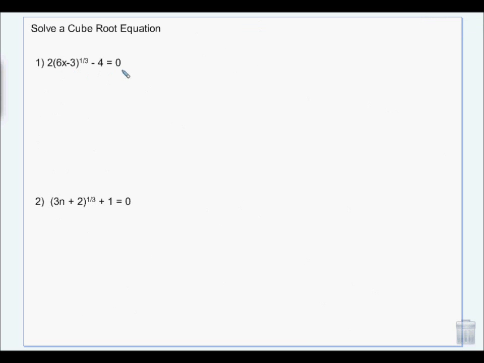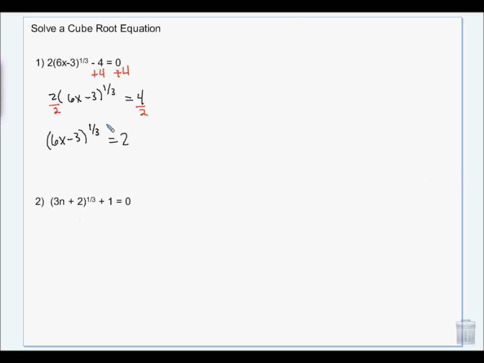Here we have a cube root equation. So if I have a fractional exponent, that's the same thing as a root, right? We talked about that already in this chapter. So I'm going to get this alone. So in order to do that, I'm going to add 4 to both sides, which is going to give me 2 times the cube root of 6x minus 3 is equal to 4, which I will then divide by 2 from both sides. And so I'll get the cube root of 6x minus 3 is equal to 2.